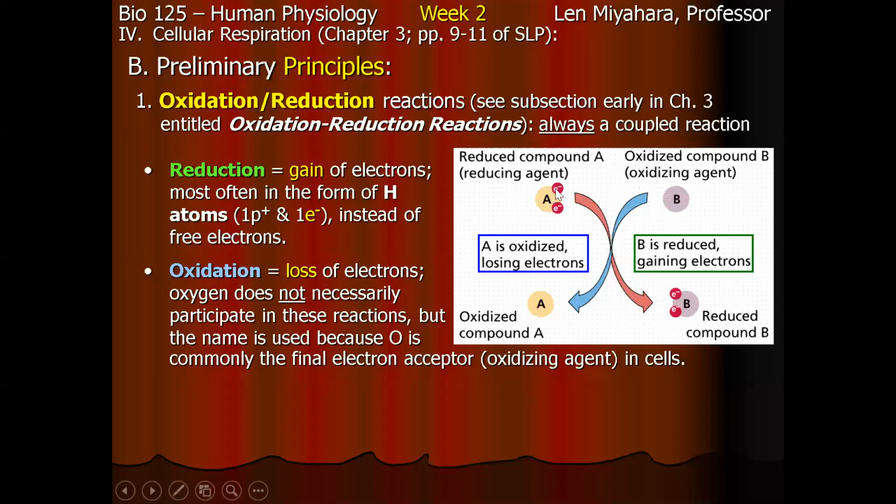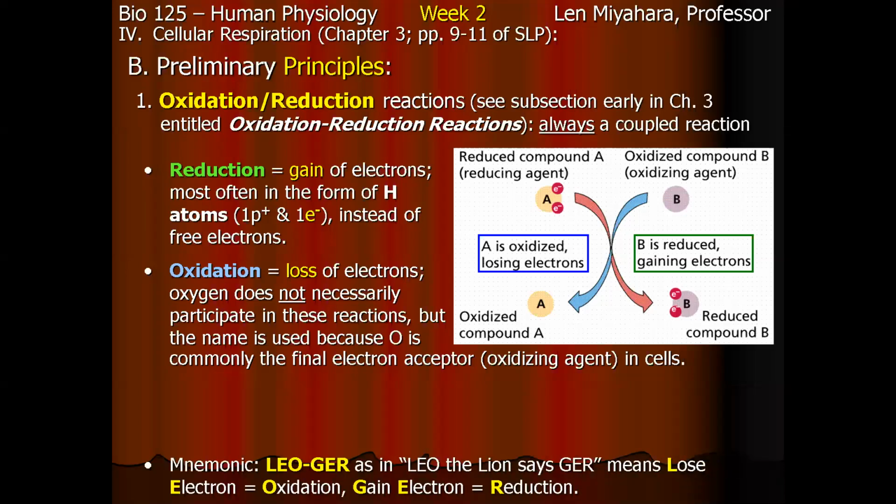And A, which lost electrons, is considered oxidized. And the reason why it's called oxidized, because in this sequence, the last electron acceptor is oxygen. It's the final electron acceptor. So it's the final oxidizing agent. So I say, well, if oxygen is the final agent, we're going to call it oxidizing agent. If you want a simple mnemonic to remember it, remember Leo Grr, as in Leo the lion says grr. Lose electron, oxidation, gain electron, reduction.